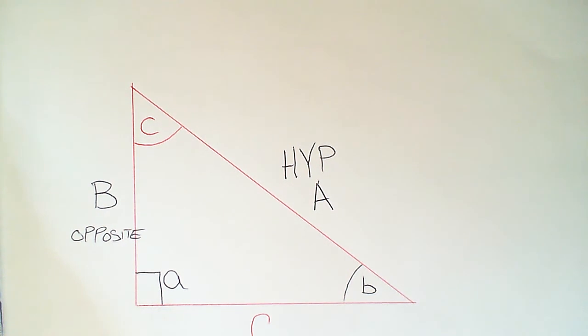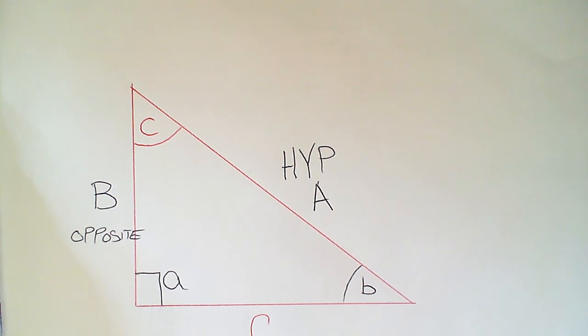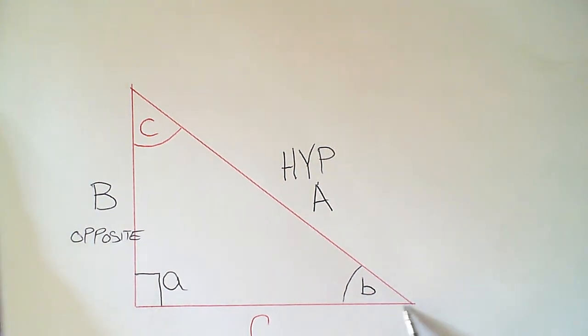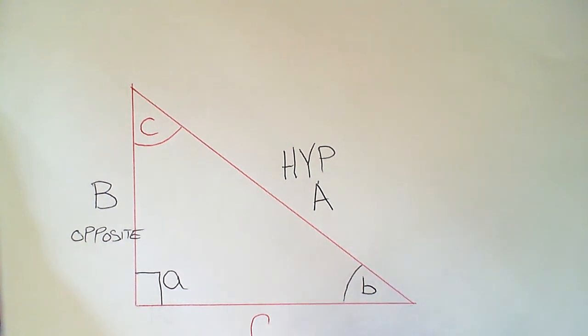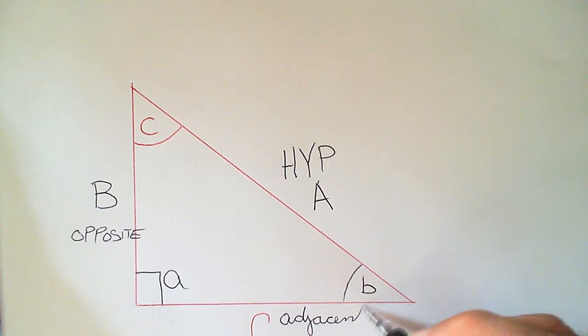Now, the next step. Let's go back to line B. Oh, my apologies. Let's look at angle B. What is line C to angle B? It's next to it. It's next to angle B. Next to means adjacent. So we can say C is adjacent to B.